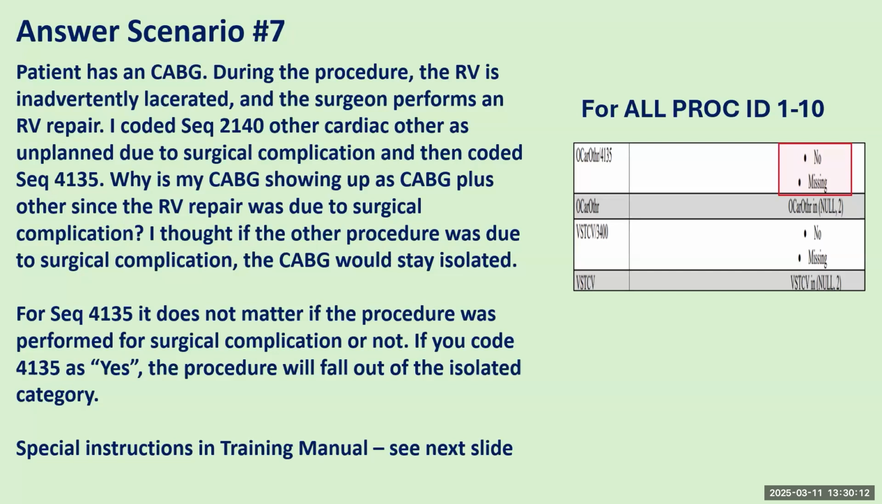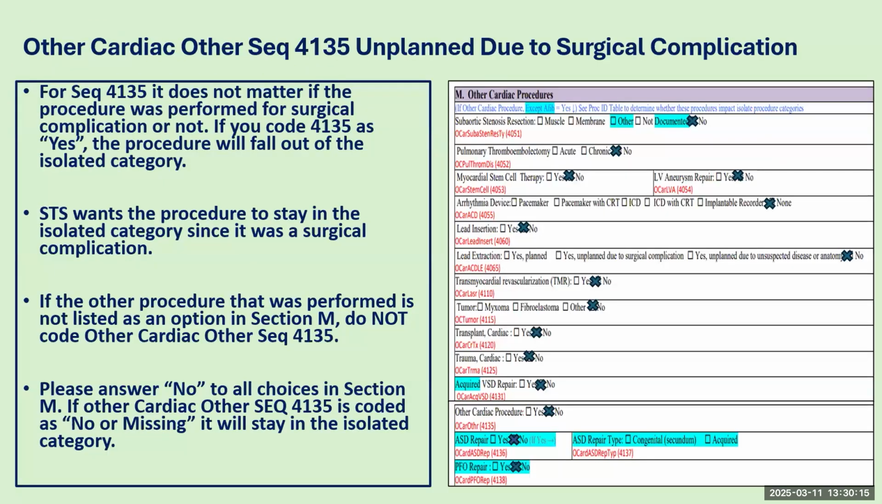And I'm going to go over that with you. For sequence 4135, it does not matter if the procedure was performed for surgical complication or not. If you code 4135 as yes, the procedure will fall out of the isolated category, and we don't want it to fall out because it was due to a surgical complication. Okay.